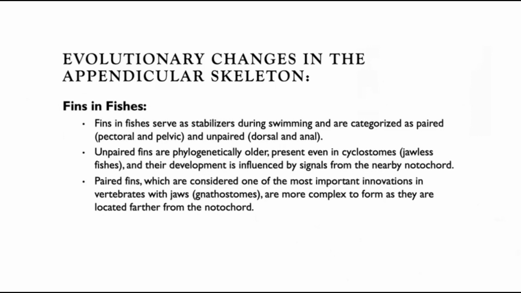The paired fins are a newer development, or an innovation, in vertebrates that have jaws, and they're more complex to form as they are further away from where the notochord is. So basically the notochord is that area that's going to dictate, okay, these cells need to go there, and you need to do this and you need to do this. So it was harder for the fishes to form the paired fins, the fins at the front and at the back, rather than the fins that were completely towards the end of the fish's body. Those unpaired fins were easier to make than the paired fins.